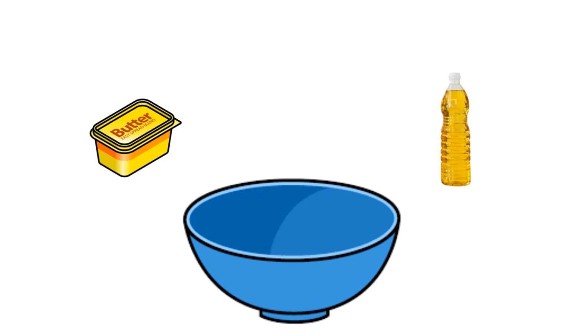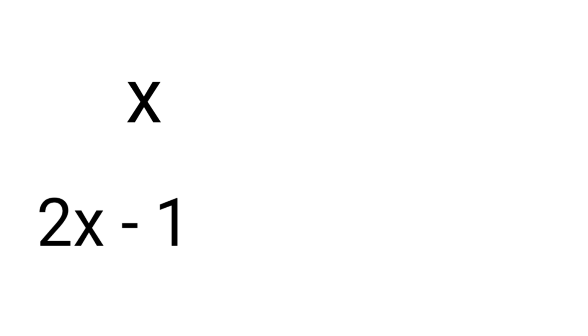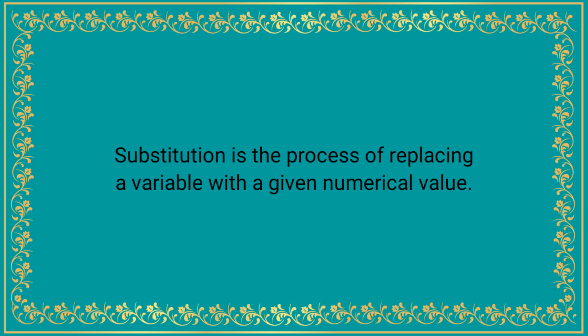In layman's terms, it means to replace. So you can substitute butter for oil when cooking. In mathematics, we substitute a number for a variable. A proper definition for substitution is the process of replacing a variable with a given numerical value.